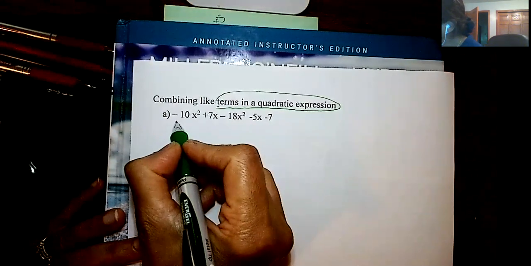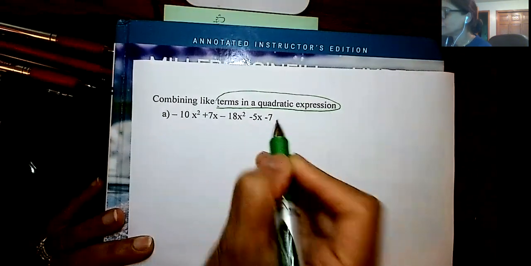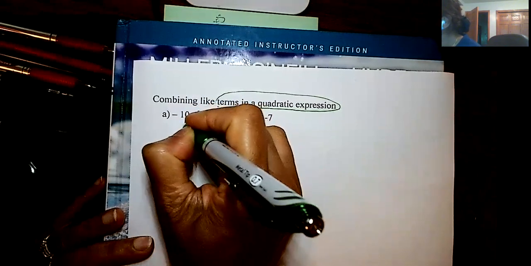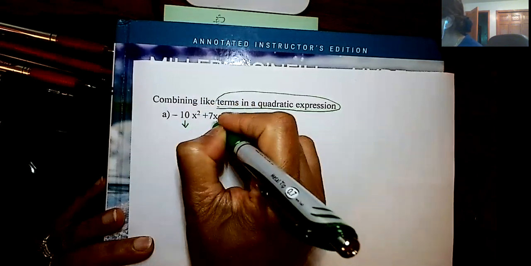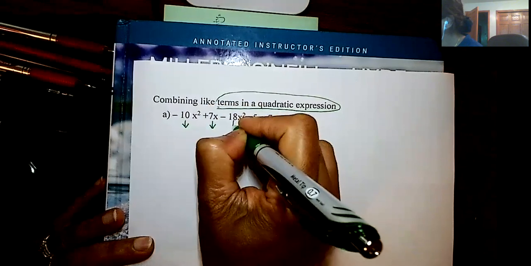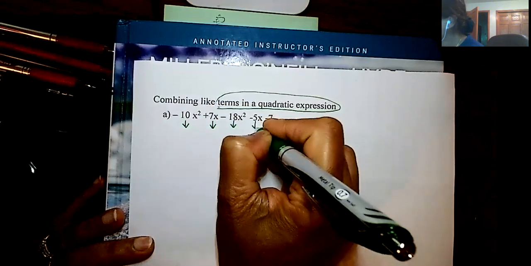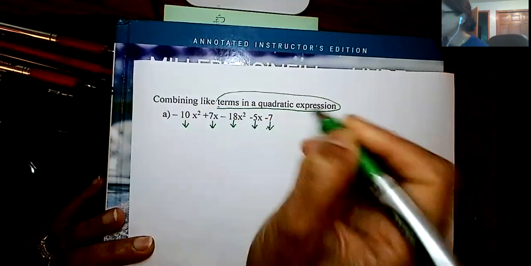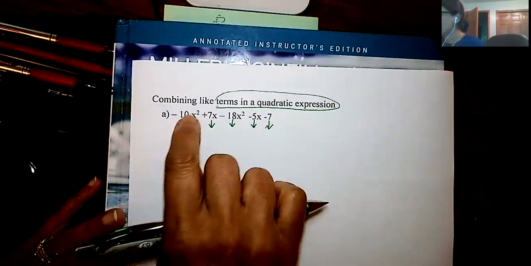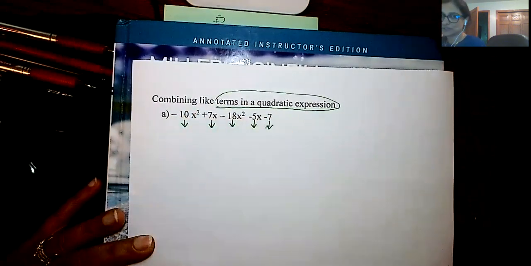So in this case, I did not have to use the distributive property, but let's count the number of terms. 1, 2, 3, 4, and 5. How did I say these are 5 terms? Because they are separated by plus or minus.